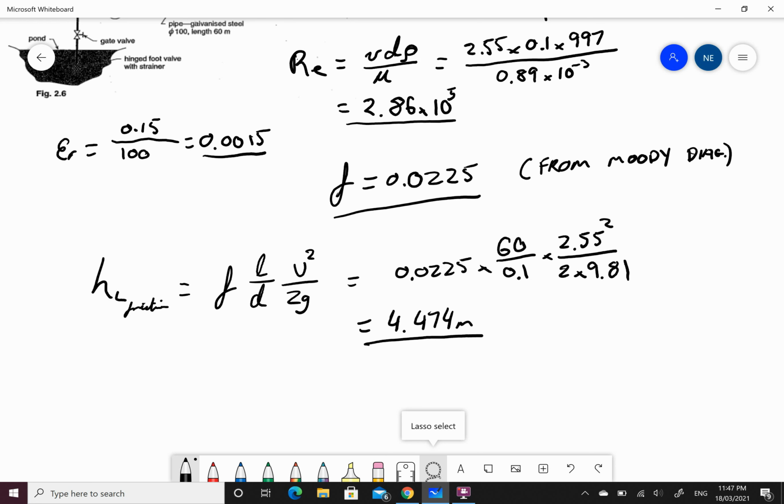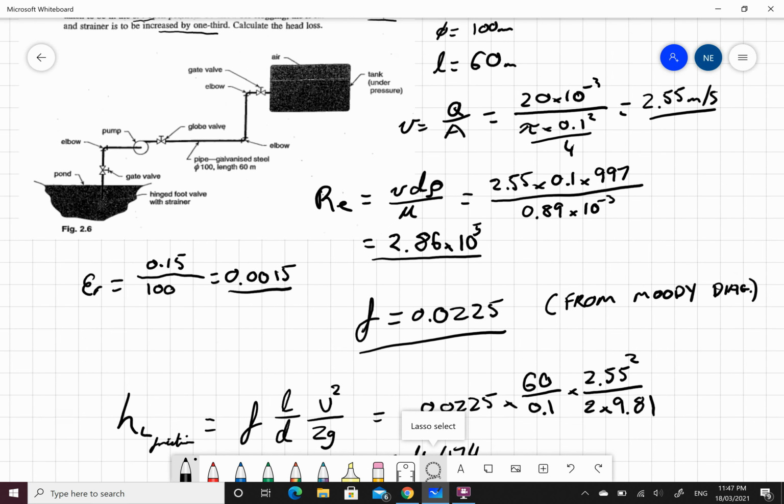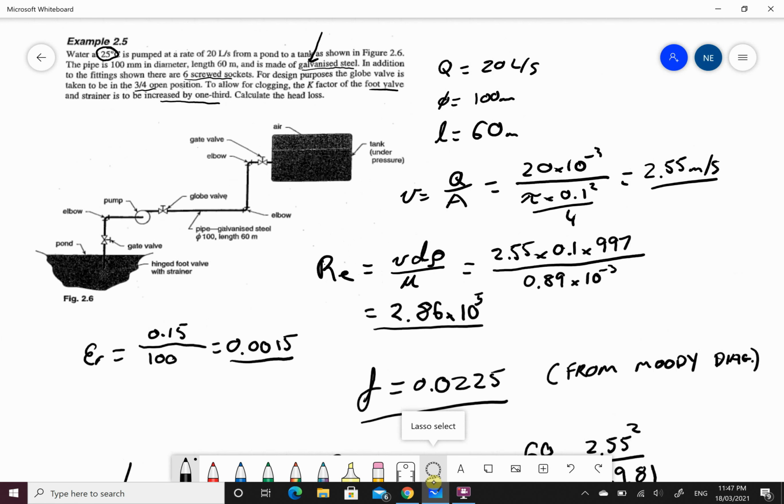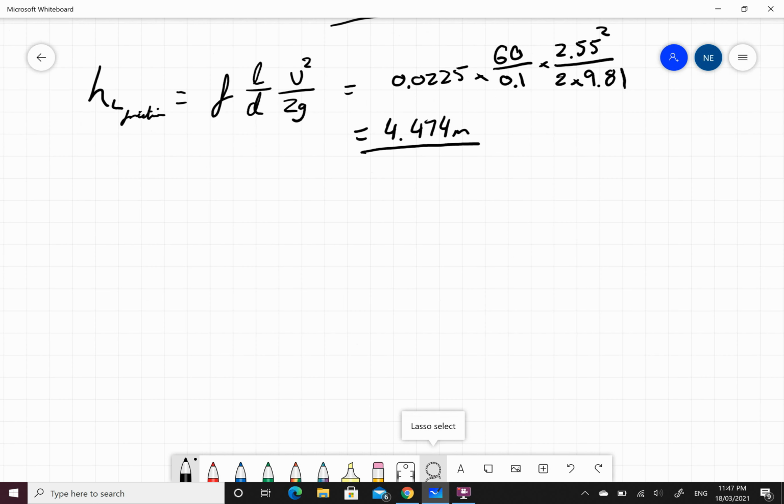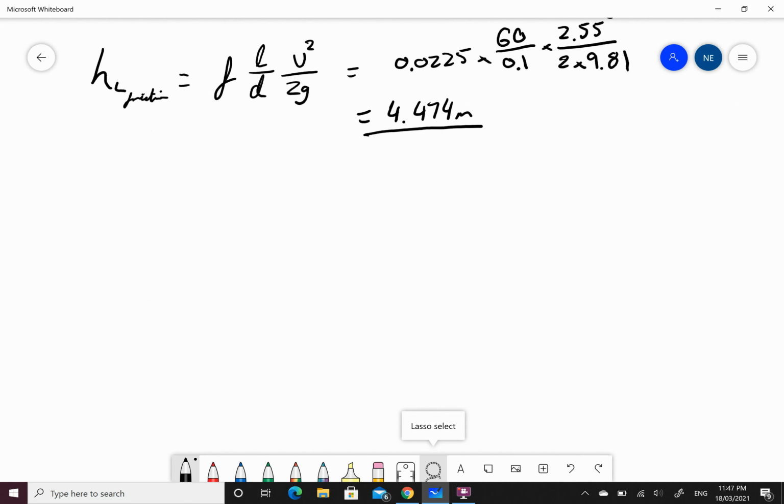Now I need to go worry about my fittings. So I have all these different fittings here: elbows, valves, gate valves, a strainer, a couple more elbows, another gate valve. So I have to take these into account. Let's not forget this number here, 4.474. I'll just write that down as well: 4.474 meters.